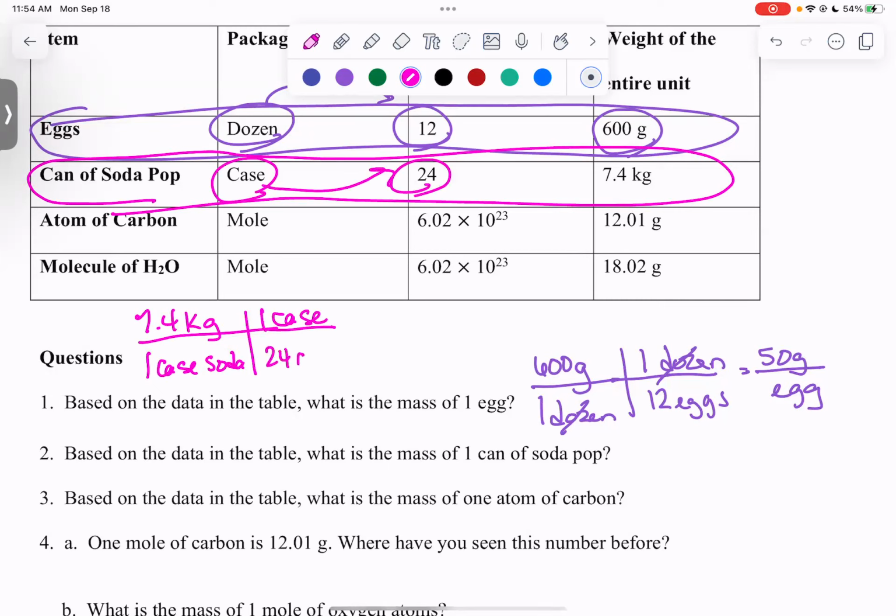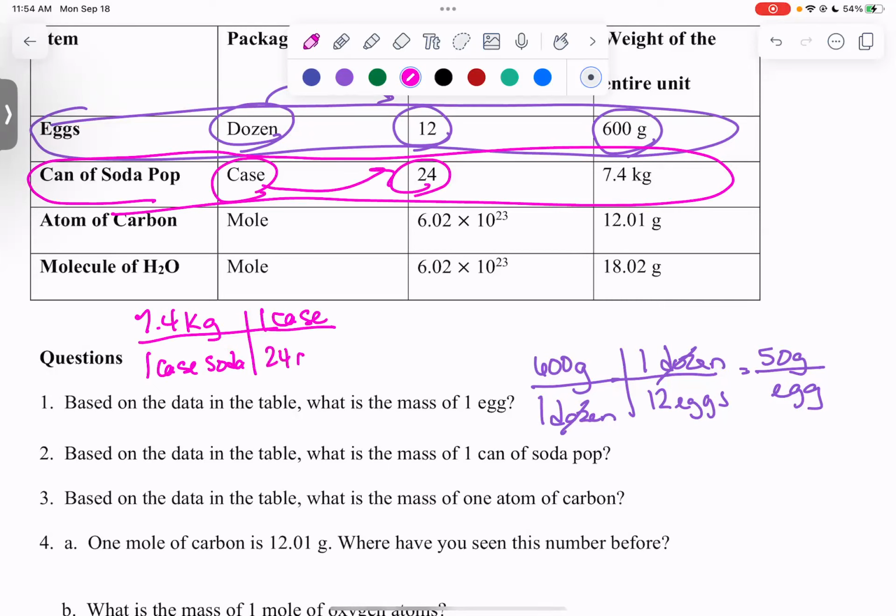Okay, how many items are in a dozen? Doesn't matter if it's a dozen apples, dozen bagels, a dozen M&Ms, you always have 12. How many items are in a case? 24. Case of whatever, 24. If you're going to buy paper, you don't buy it by the single sheet, you buy it by a ream. And a ream is 500 sheets of paper.